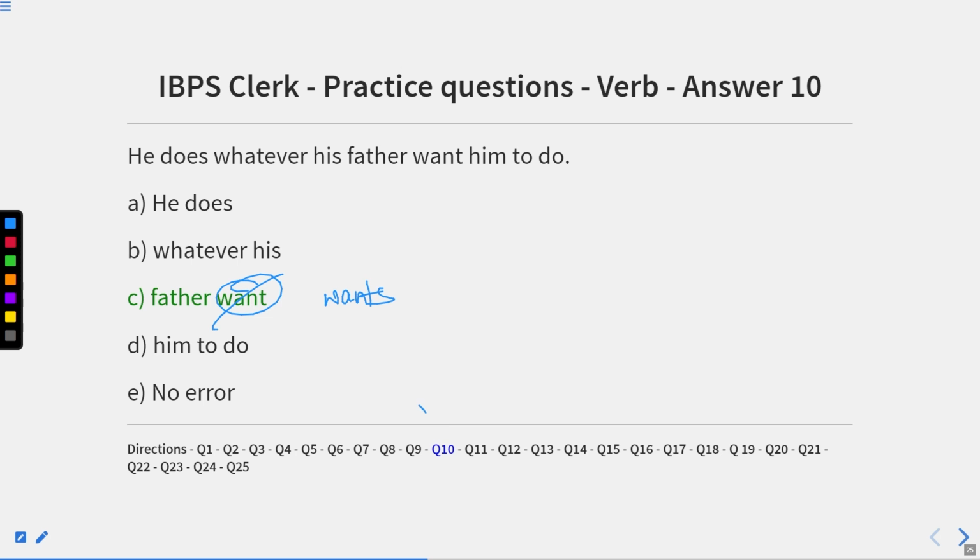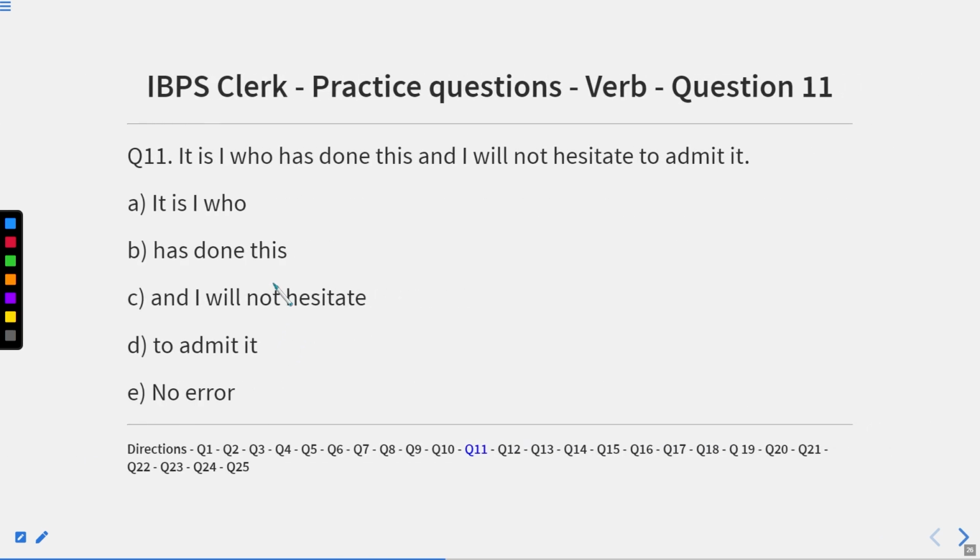Now let us move to the next one. That is question number 11 now. It is I who has done this, and I will not hesitate to admit it. Now, this one is very, very important again.